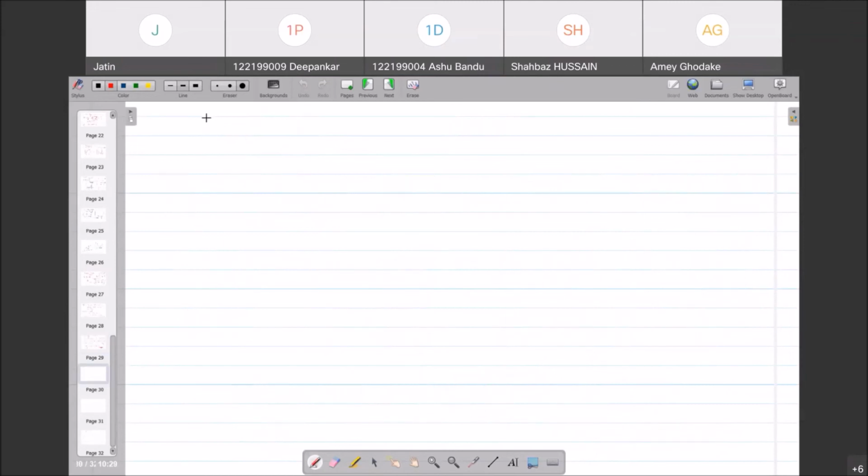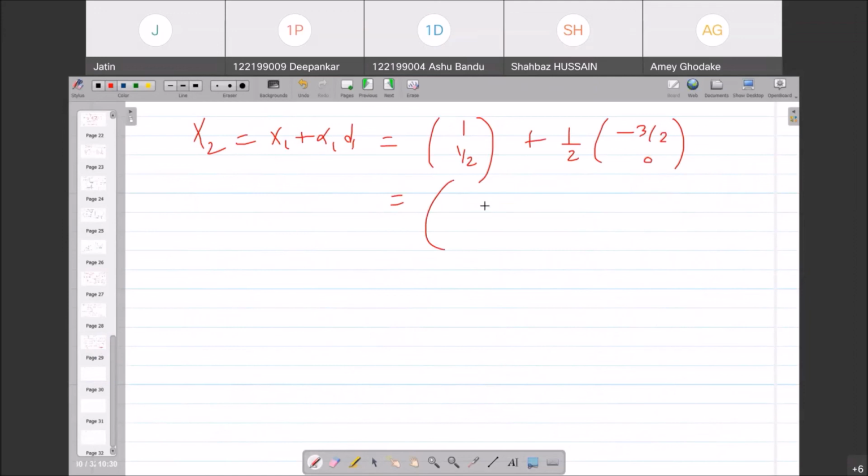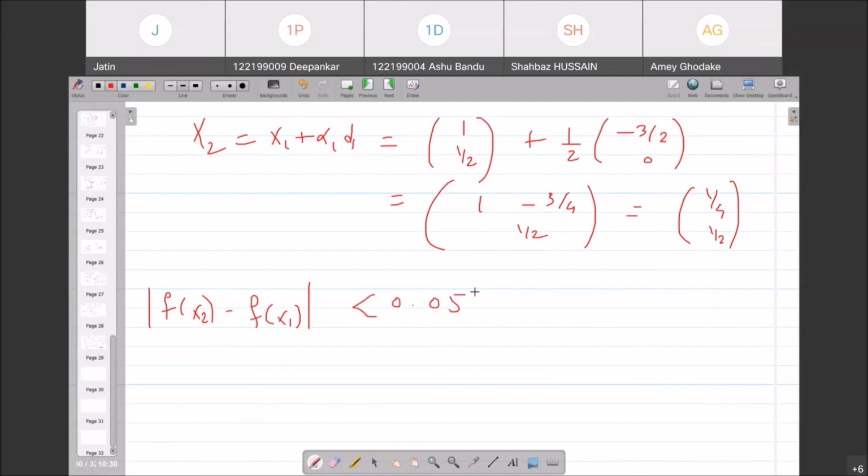So your x2 is nothing but x1 plus alpha 1 d1. My x1 was the initial root which they gave, 1 and 1 by 2. Alpha 1 came out to be 1 by 2. And what was your d1? d1 came out to be minus 3 by 2 comma 0. And therefore this is nothing but 1 minus 3 by 4, and this is 1 by 2. And this is nothing but 1 by 4 and 1 by 2. This is my x2. Now should I go for x3? Let us check what is f of x2 and what is f of x1. If the difference is less than 0.05, then stop. If it is not, then you have to go for x3 as well.